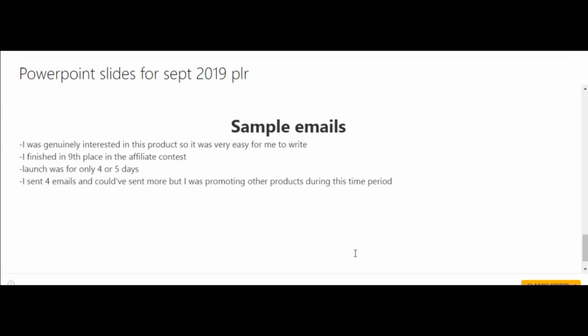In the previous video, in which I talked about how to find angles and benefits, I showed you how I use my techniques for an affiliate product that I actually promoted, and that product is a productivity course. So in this video, I'm going to show you the emails that I wrote for that affiliate campaign. As I said in the previous video, I was genuinely interested in this product, so it was very easy for me to write. I finished in 9th place in the affiliate contest, and the launch was for about 4 to 5 days. I sent 4 emails, and I could have sent more, but I was promoting other products during this time period. Now let's go ahead and take a look at the emails that I wrote.